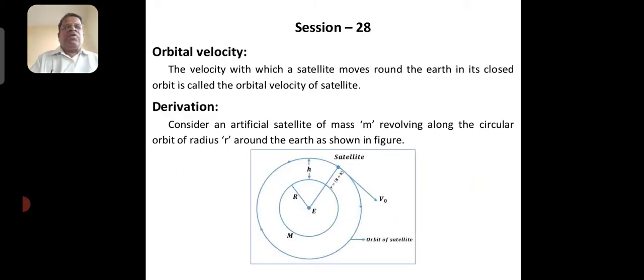Session number 28, orbital velocity. See the definition of orbital velocity. The velocity with which a satellite moves round the Earth in its closed orbit is called the orbital velocity of the satellite. Now, we have to derive an expression for orbital velocity of a satellite.